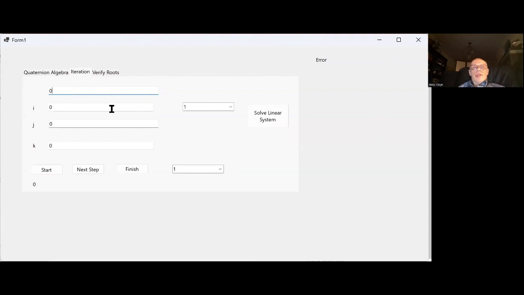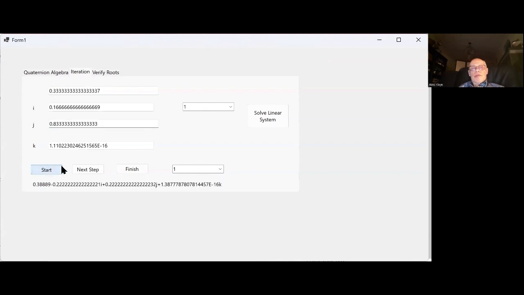Now we consider another approximation. For the first initial value, I take the value 1 plus j. And we start iteration. Now we see that our approximation converges to the value j.